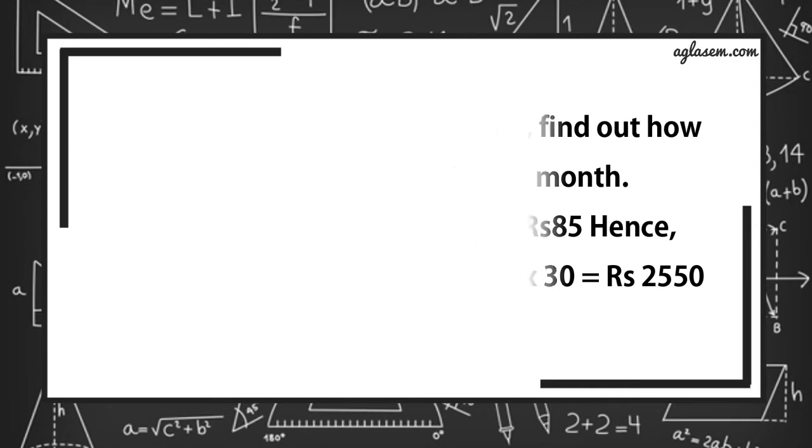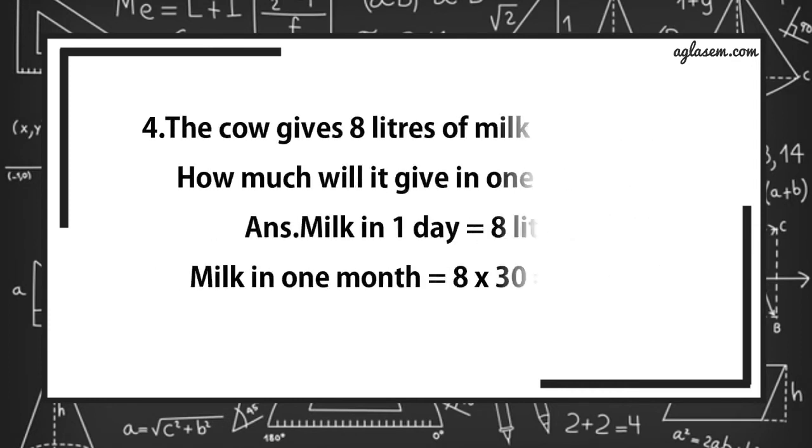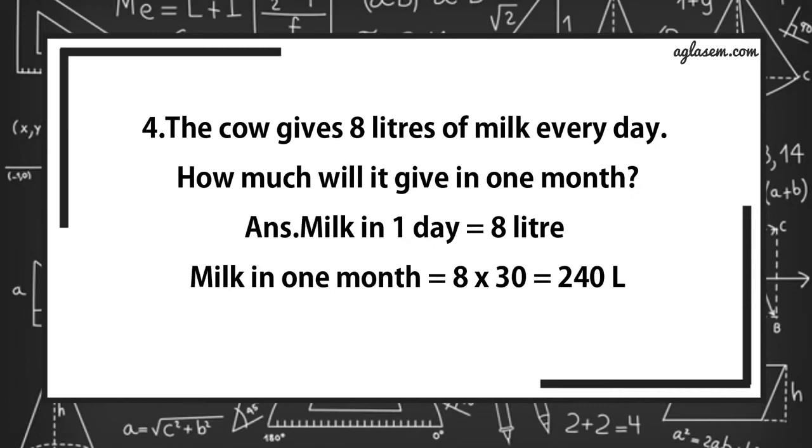Further, fourth question says, the cow gives 8 liters of milk each day. How much will it give in 1 month? Answer is, milk in 1 day, that is 8 liters. Further, milk in 1 month will be 8 into 30, that is 240 liters.